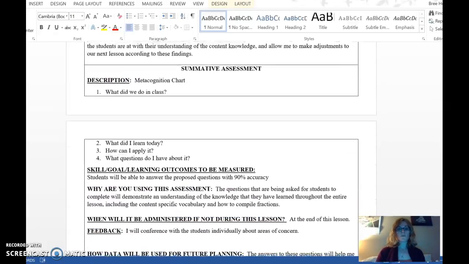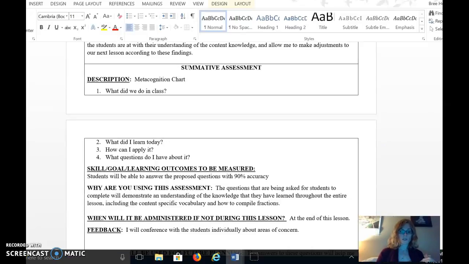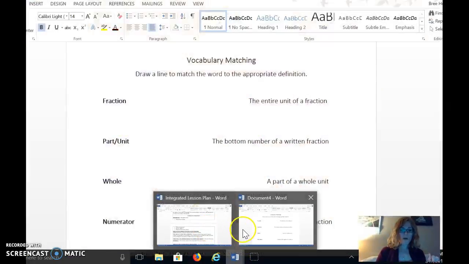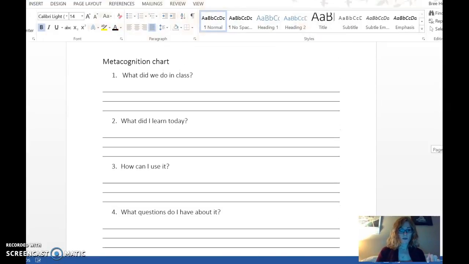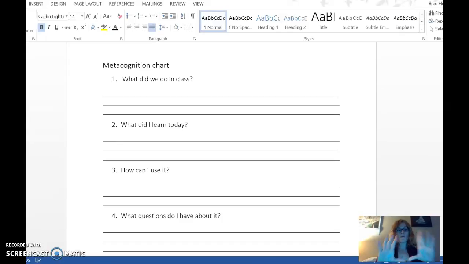And then for the summative assessment, I'm going to do a metacognition chart. And I realize I'm running out of time on my video here. A metacognition chart, which I've also created and have here. So with the metacognition chart, I want to do it on landscape paper. 4 questions. What did we do in class today? What did I learn today? How can I use this in my life? And what questions do I have about it?